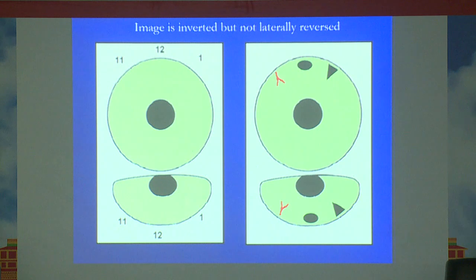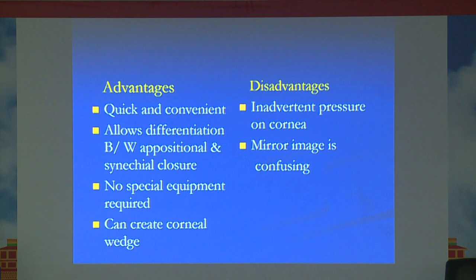What we see is a mirror image. The part of the angle that is viewed is 180 degrees away from the mirror that is being used. It allows differentiation between appositional and synechial closure, because our whole treatment plan depends upon this. If it is appositional closure, we will do the laser iridotomy. If it is synechial closure, we have to do the filtration surgery. And it can create a corneal bulge. So sometimes this is very helpful in identifying the Schwalbe line.